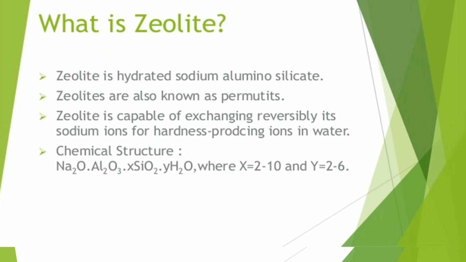What is zeolite? Zeolite is a naturally occurring hydrated sodium aluminosilicate mineral, represented by the chemical formula Na2O·Al2O3·xSiO2·yH2O, where the value of x ranges from 2 to 10 and the value of y is between 2 and 6. Zeolite is capable of exchanging its sodium ions for hardness-producing ions in water.